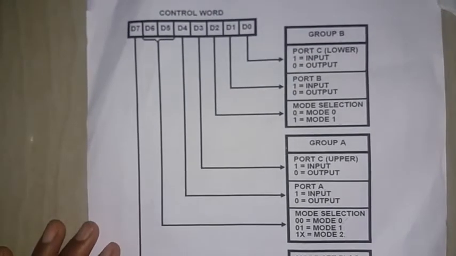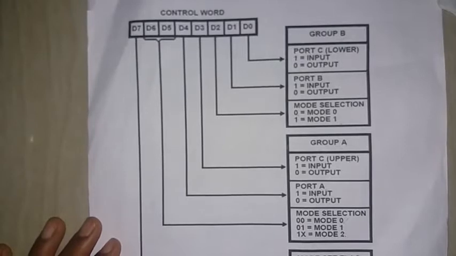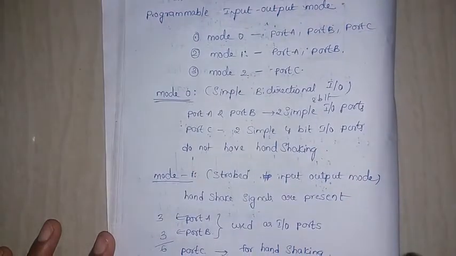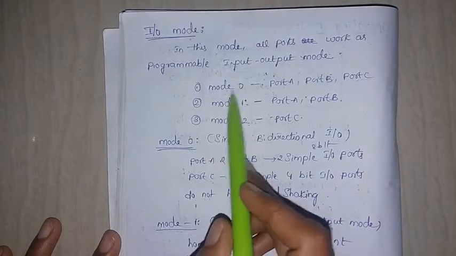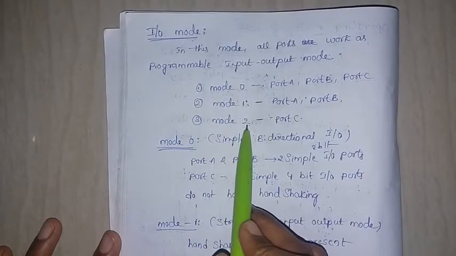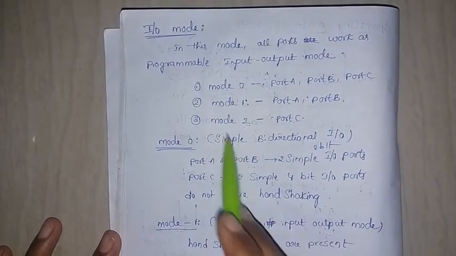I/O mode itself contains again 3 modes. Those are mode 0, mode 1, mode 2. Let us see mode 0.